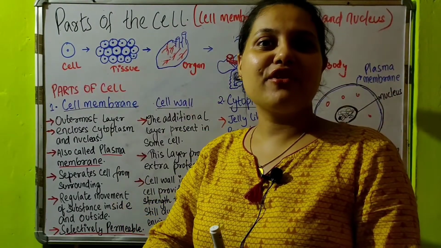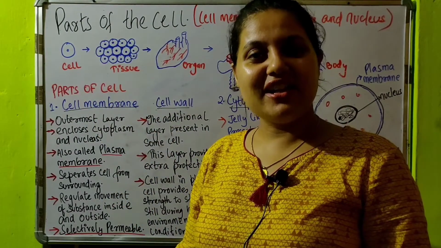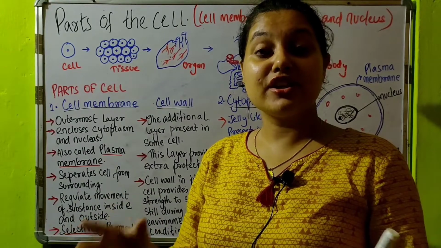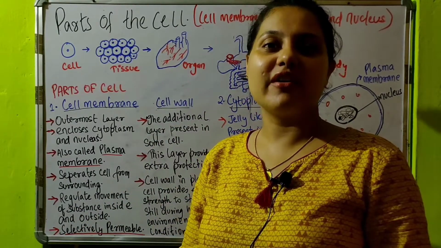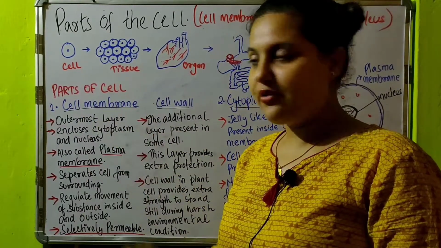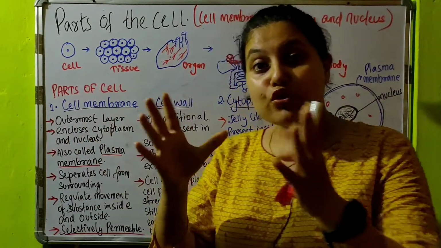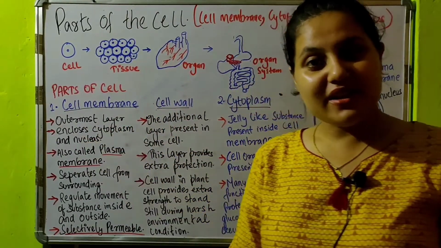Why is it important for us to study the cell? Because they are the basic unit of a living organism, and if we study about the basic unit, then we can study about the whole organism, right? Now coming to the parts of the cell, cell membrane. Cell membrane is the outermost layer of the cell. It encloses the cytoplasm and nucleus.